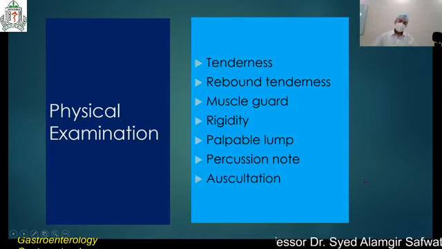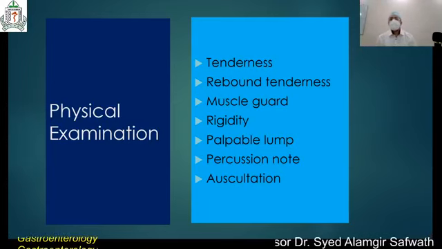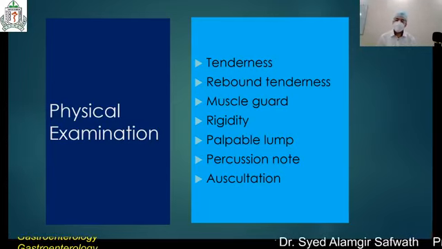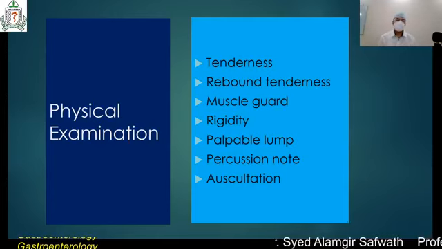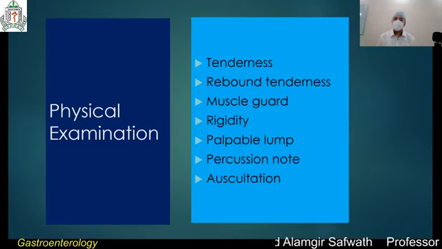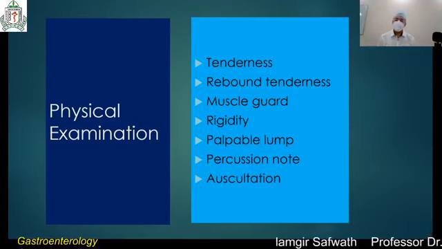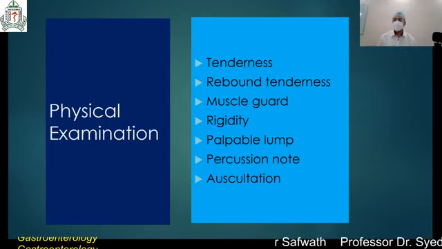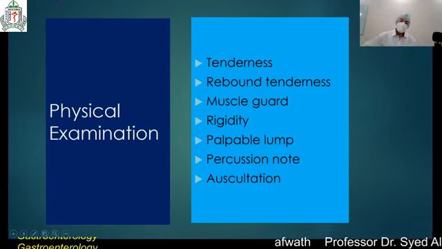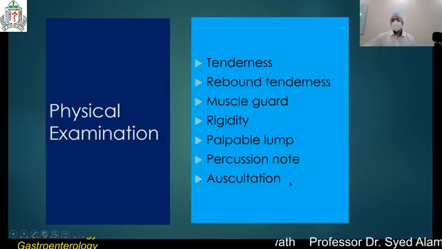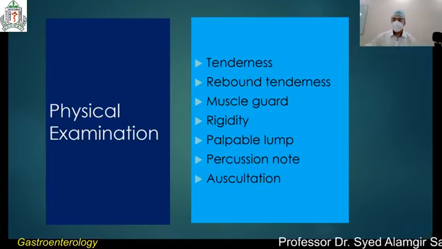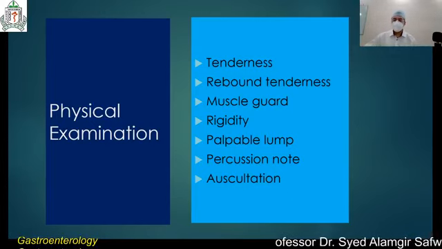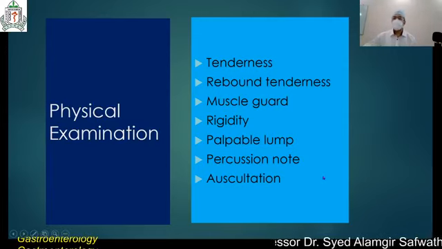Then comes auscultation of the abdomen. A normal person has some normal bowel sounds, but in case of intestinal obstruction, you will find a change. If there is small intestinal obstruction, you will find a high-pitched borborygmic sound, and a low-pitched sound in large intestinal obstruction. Sometimes if there is paralytic ileus, some diseases can give rise to paralytic ileus, there is no movement of the small and large intestine. So in that case, you will find there is no bowel sound.